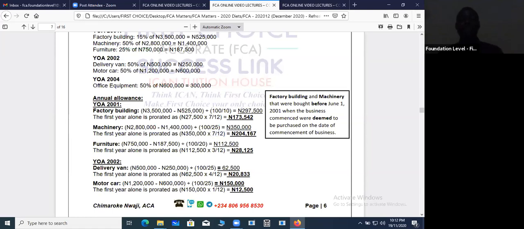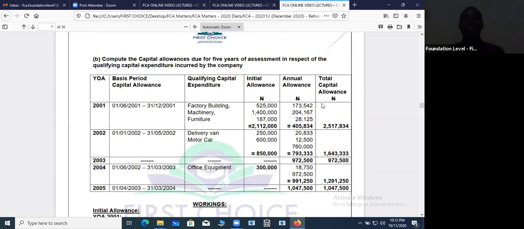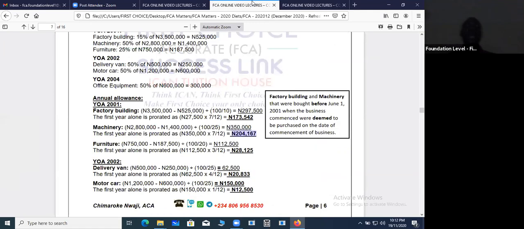That will give you what we use for the first year. So that's what we did. That's what we did for the first year, the two assets. Okay, going now to furniture.